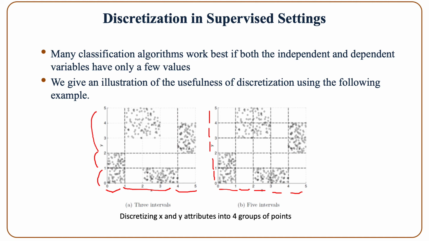So what we see here is that in the two dimensions, the classes of points are well separated. However, in one dimension, it's not so clear. Also, 5 intervals work better than 3 intervals. If we have more intervals, maybe we don't improve the discretization much.